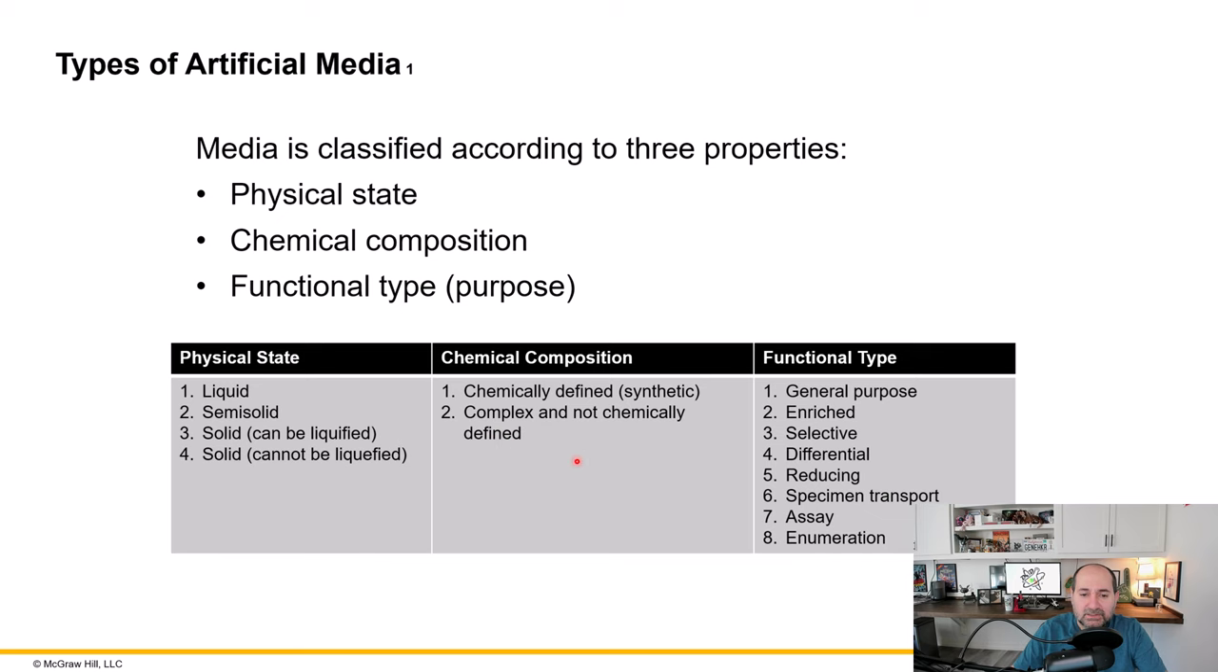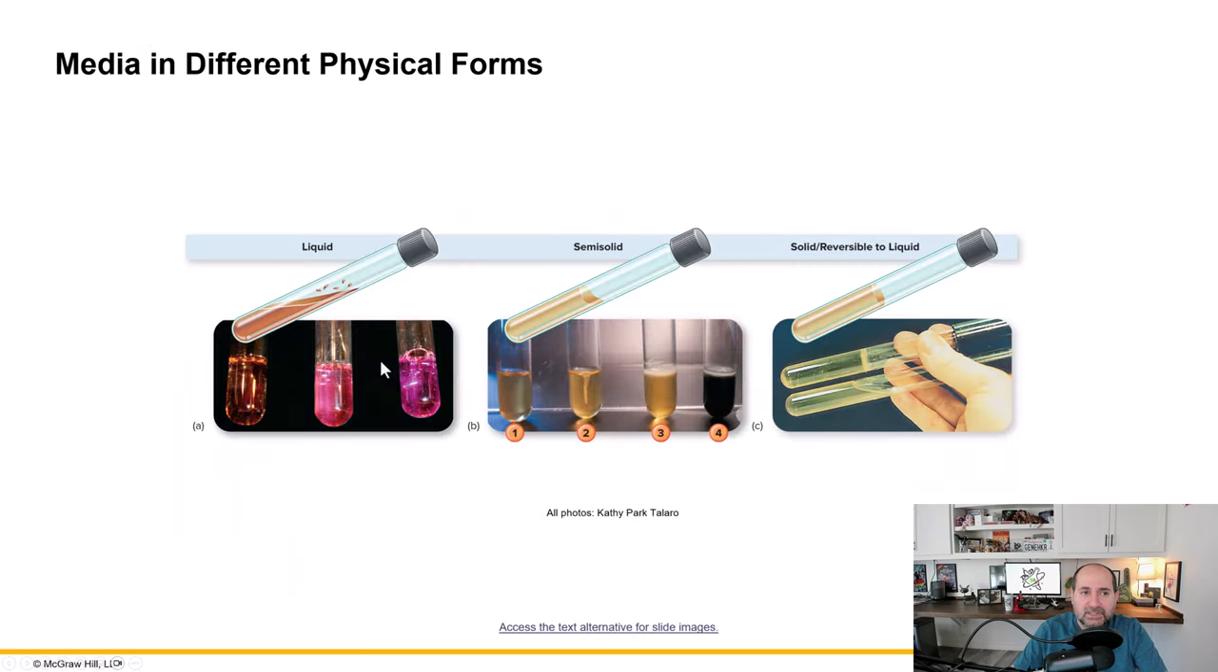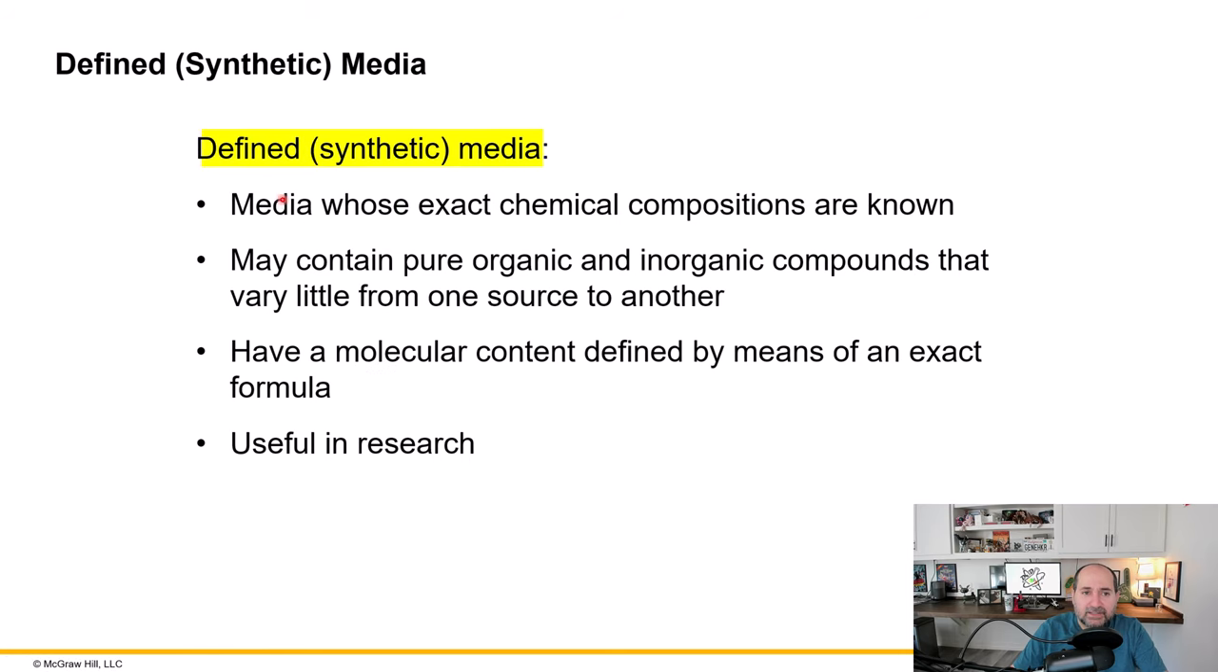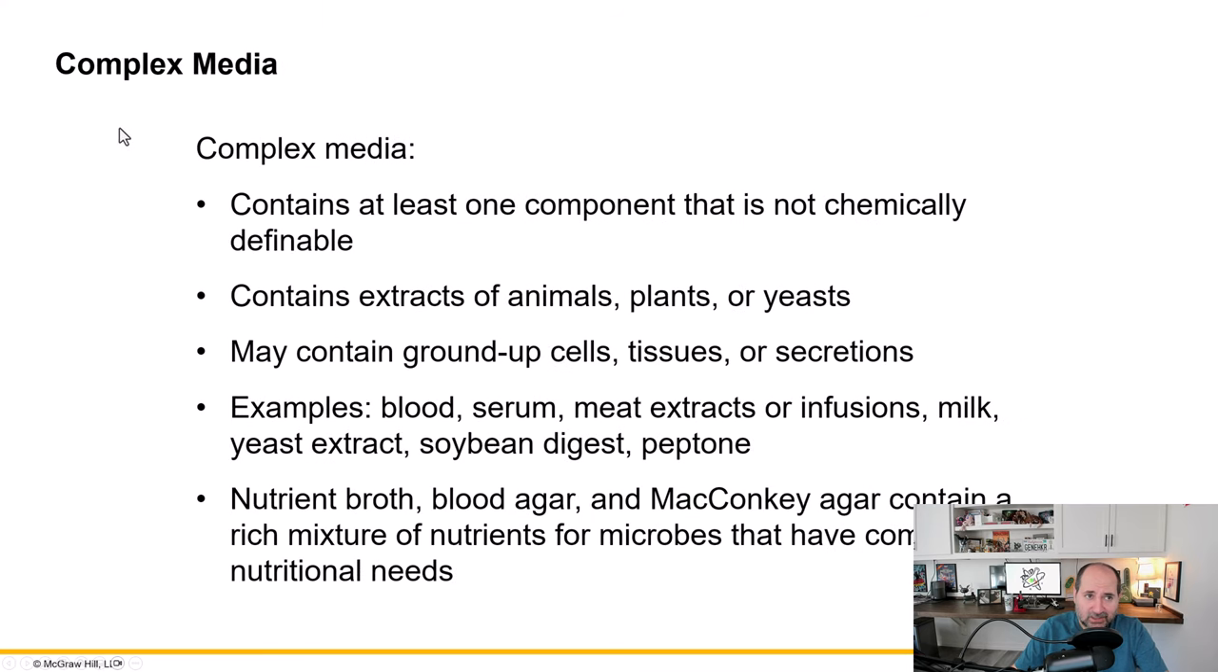Let me explain this real quick. With chemically defined media, defined or synthetic media is media whose exact chemical composition is known. So if you know every single ingredient in the media, then that's known as a defined or synthetic media. Whereas the media we typically use in an introductory lab is not usually defined. It's usually a complex media. A complex media is a type of media where at least one component is not chemically definable. We don't know exactly what's in it.